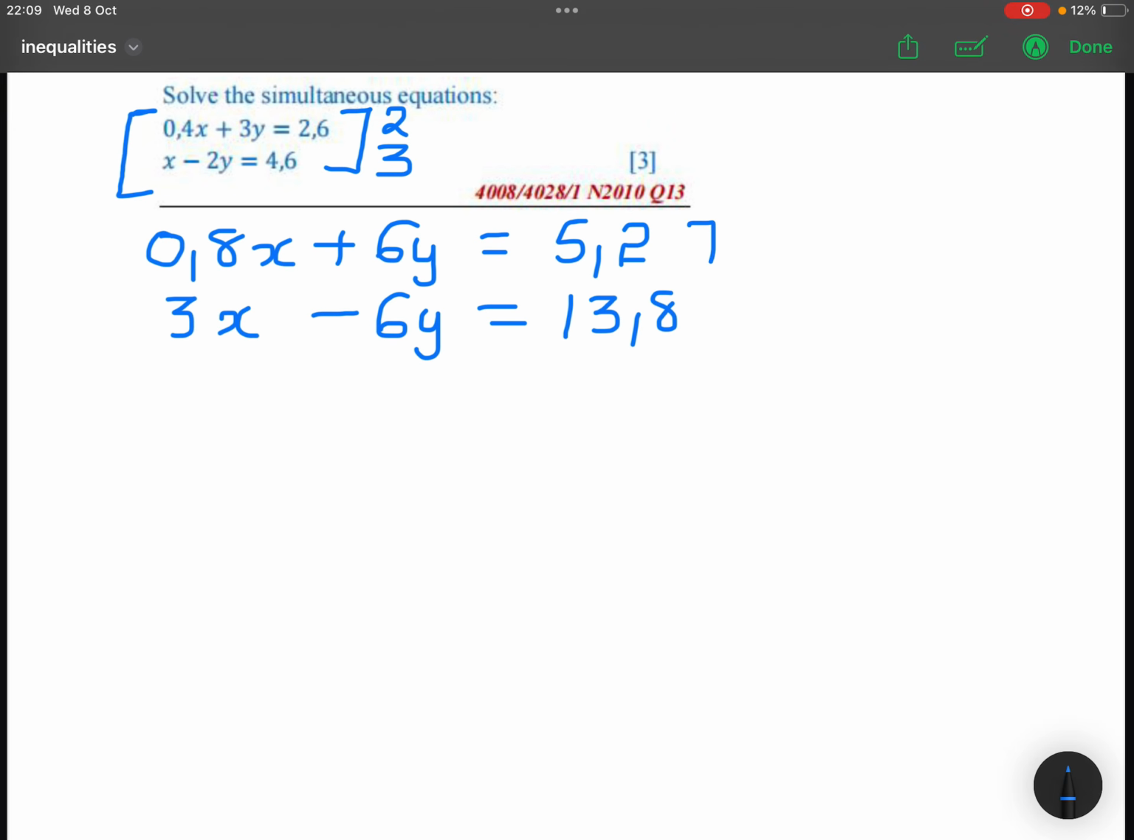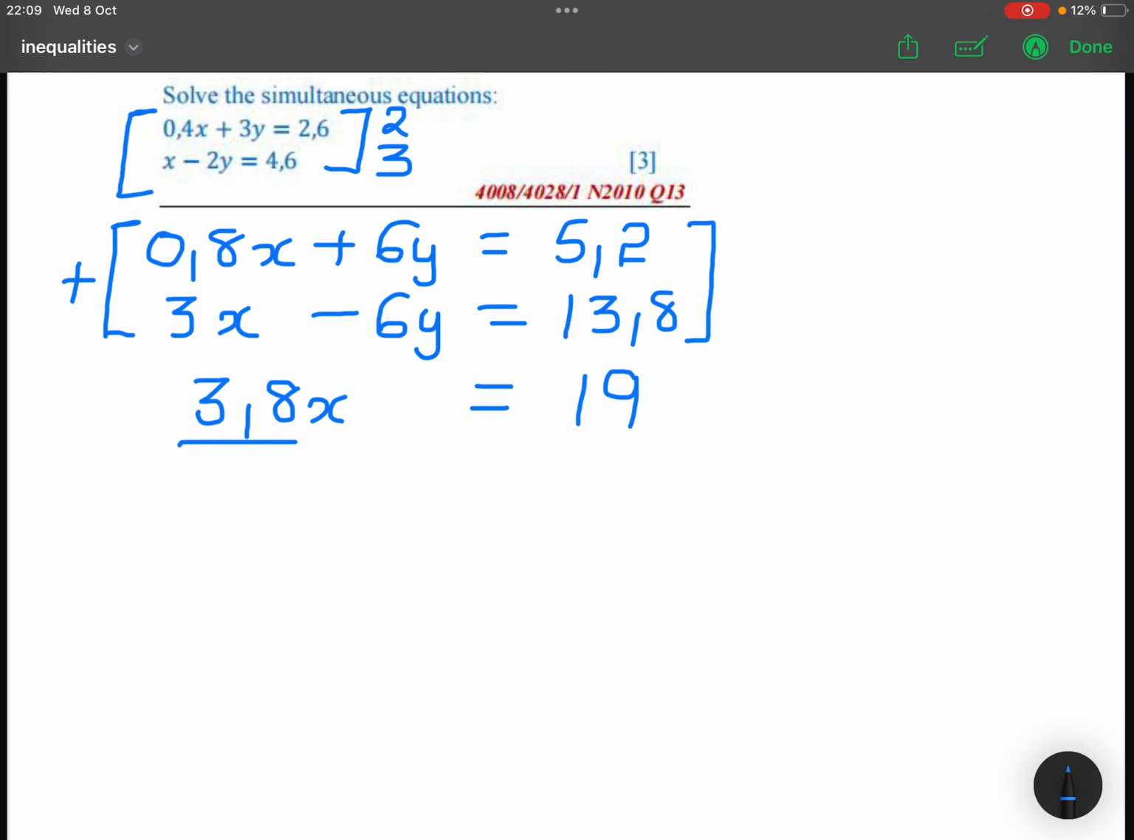And then we decide which sign we need to use in order to eliminate y. We need a positive sign. So 0.8 plus 3, we get 3.8x. And then 6y plus minus 6y, we get 0. 5.2 plus 13.8, we get 19.